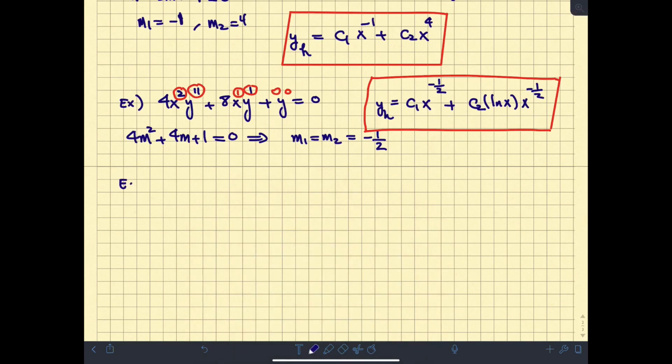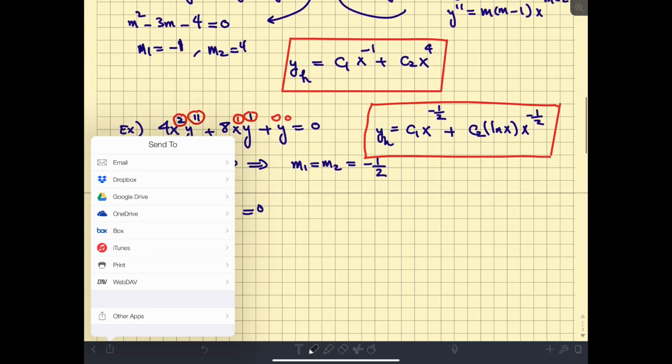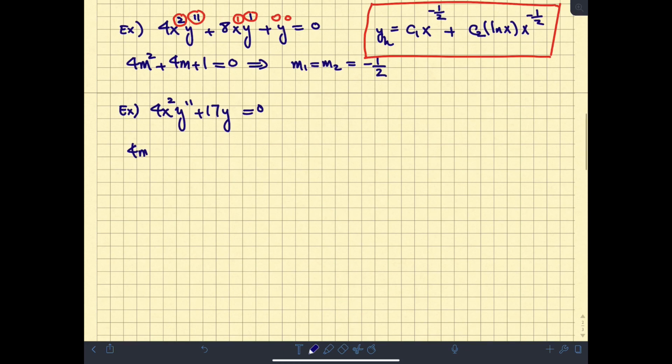I have 4x squared y double prime plus 17y equals 0. And let's see how we can go about solving this one. Now, if I were to write the characteristic equation for this, I'll have 4m squared minus 4m plus 17 equal to 0. If I solve this quadratic equation, I'll get my complex conjugate pairs as 1/2 plus or minus 2i. So those are my m1 and m2.